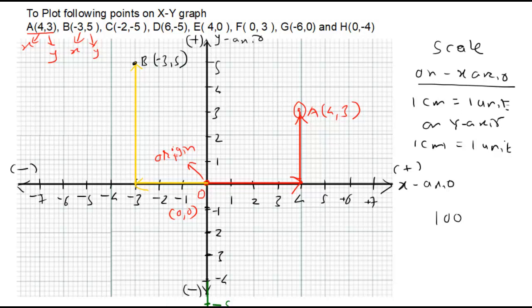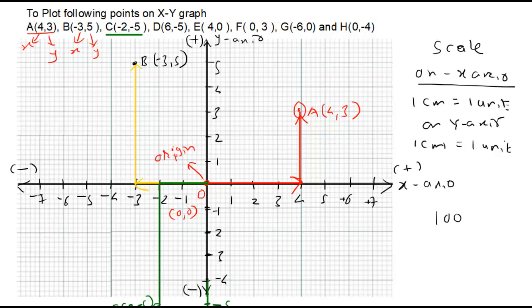So let us draw it. Starting from the origin, we are plotting this point. Starting from the origin, minus 2, then along the y-axis minus 5. So your point will be here, C, minus 2, minus 5. While writing the coordinates, we have to write the x coordinate first, and while plotting it also, we have to consider the x coordinate first.